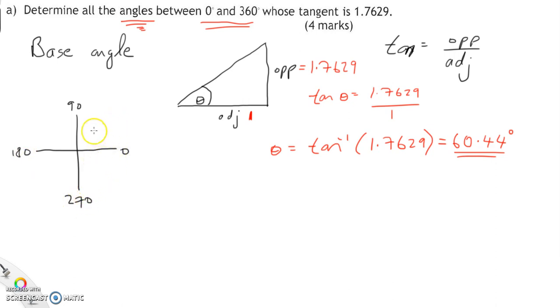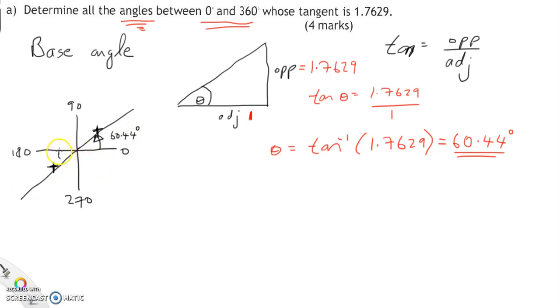Well, tan is going to be positive here, and in this area here, tan will be positive. So we're only dealing with a positive tan because our number is positive. So we're only dealing with angles in these two zones here. So one answer we already have: the angle will be 60.44 degrees, right? And the other angle will be down here somewhere.